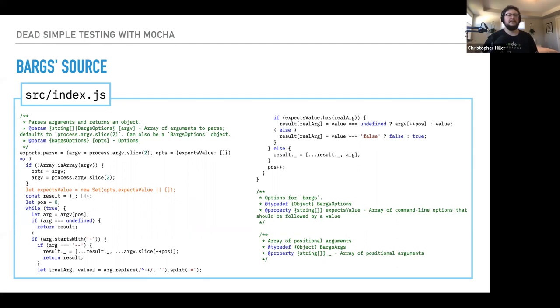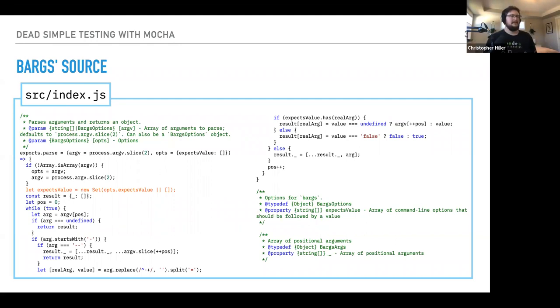But if you do pass it and you give it an expectsValue and you give it something truthy that isn't an array, parse will throw an exception, because you cannot just instantiate a new set with a number or something. It has to be something that is iterable. So what we're going to do is make an assertion that checks our parse function for this behavior.